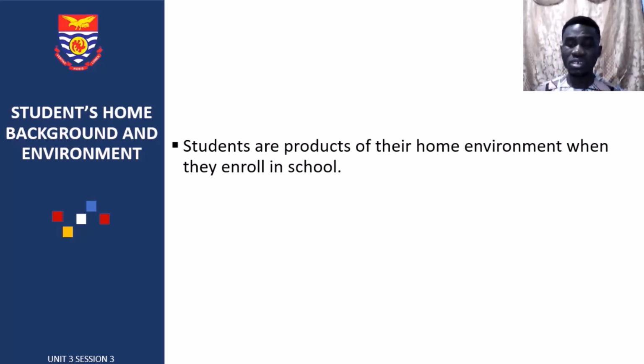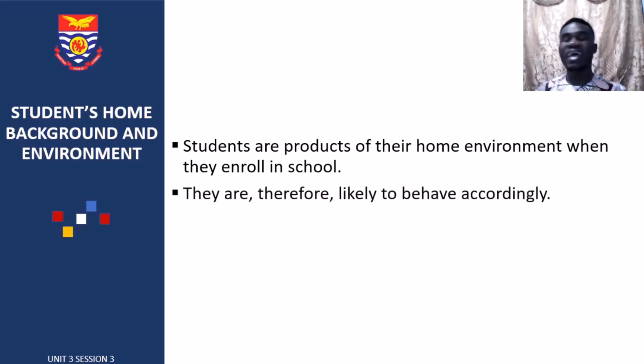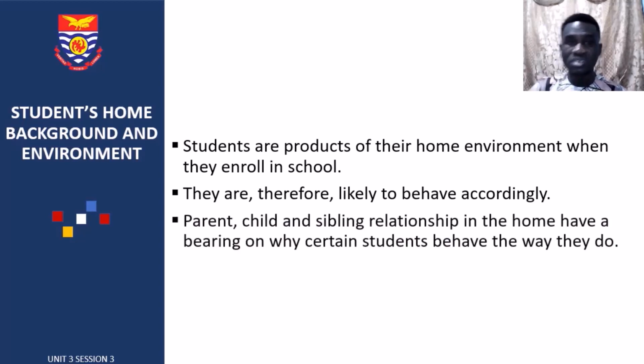So whenever students come to school, the community in which they live, the environment in which they find themselves, has some bearing on their character, and they try to portray these characters when they come to school. And so they are more likely to behave in the same ways they do in their communities. And sometimes, parent-children relationships, the kind of relationships some parents have with their children in the home, have a bearing on why certain students behave the way they do.